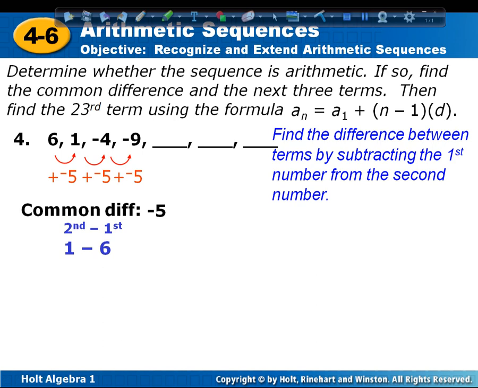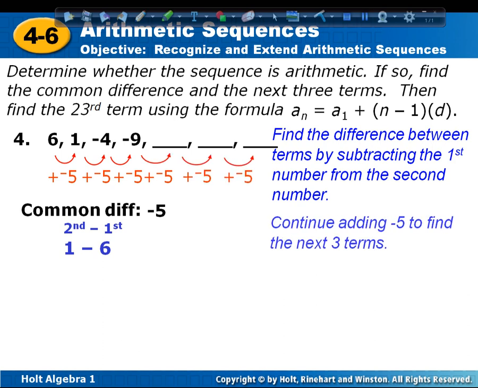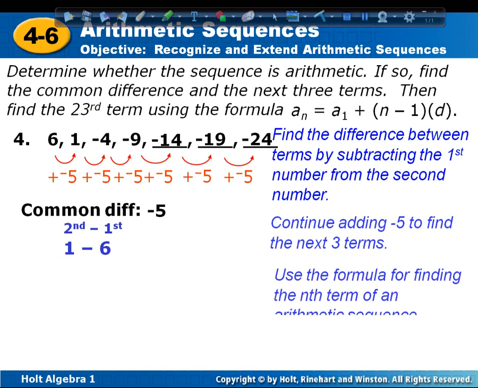So now we're going to find the next 3 terms. We're going to say negative 9 plus negative 5, and we get negative 14. Negative 14 plus negative 5 gives us negative 19, and negative 19 plus negative 5 gives us negative 24. So we've determined that it's arithmetic. We've found the next 3 terms. Now we need to find the 23rd term.